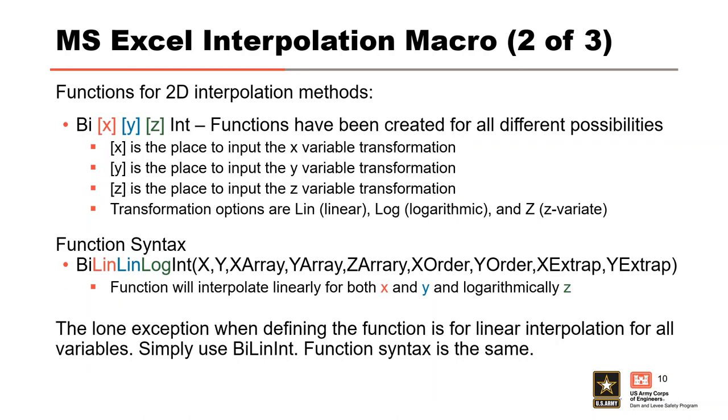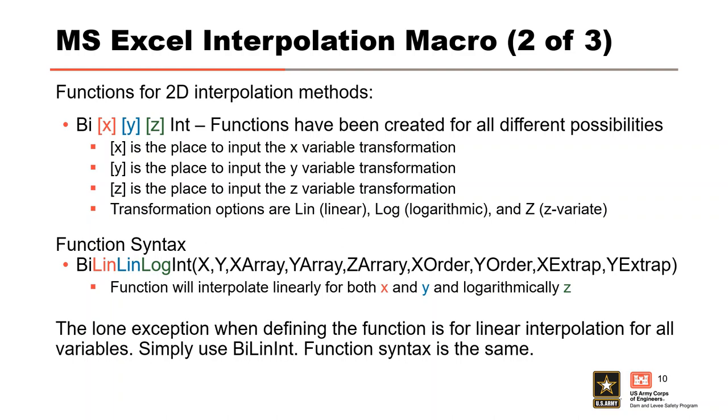Functions have also been developed for 2D situations that allow the user to specify the transformations for x, y, and z. The transformation options are lin for linear, log for logarithmic, and z for z variate. For example, if we wanted a function to interpolate linearly for x and y and logarithmically for z, the function would then be by lin lin log int. If we wanted a function to be log for all three variables, the function would be by log log log int. The lone exception is when we want a straight linear interpolation for all variables. In this instance, the formula would simply be by lin int.